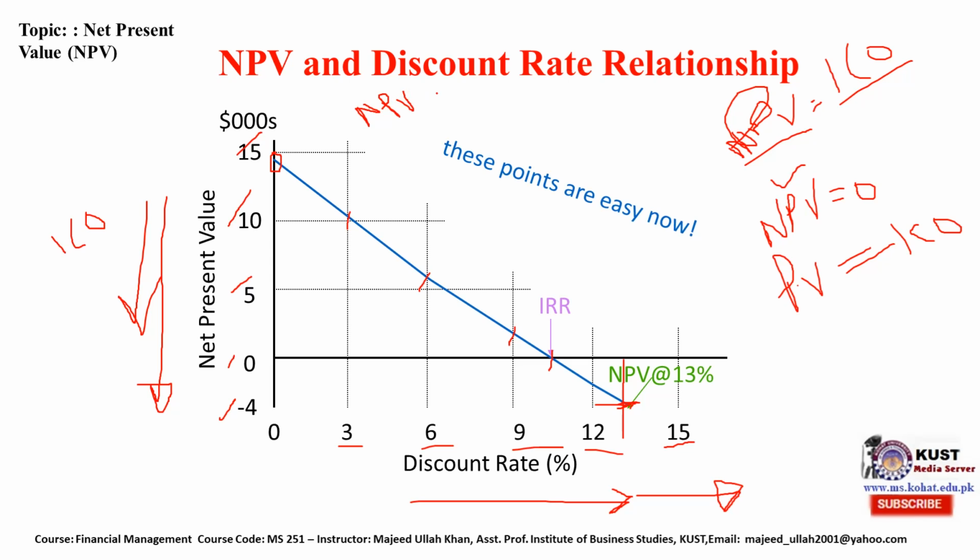NPV has an inverse relationship with the required rate of return or discount rate, which is K. That is the conclusion of this whole graph.